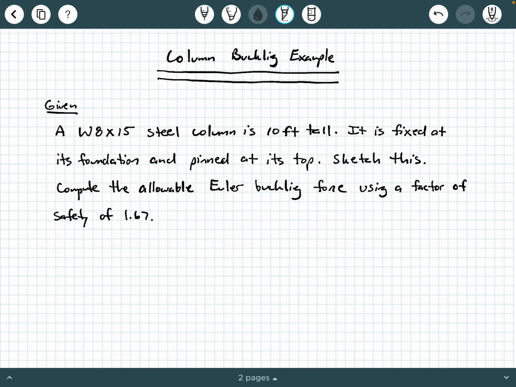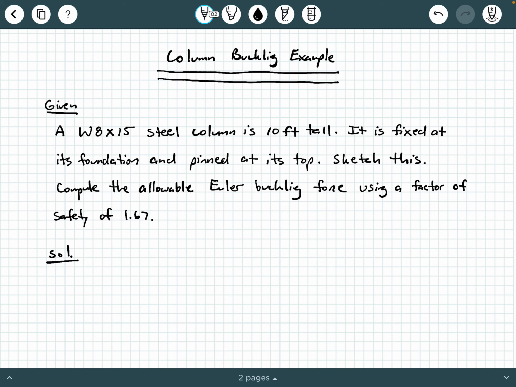Given to us, we are being told that a W8 by 15 steel column is 10 feet tall. It's fixed at its foundation and pinned at its top. We're being asked to sketch this, and then to compute the allowable, that's an important word there, allowable Euler buckling force using a factor of safety of 1.67.